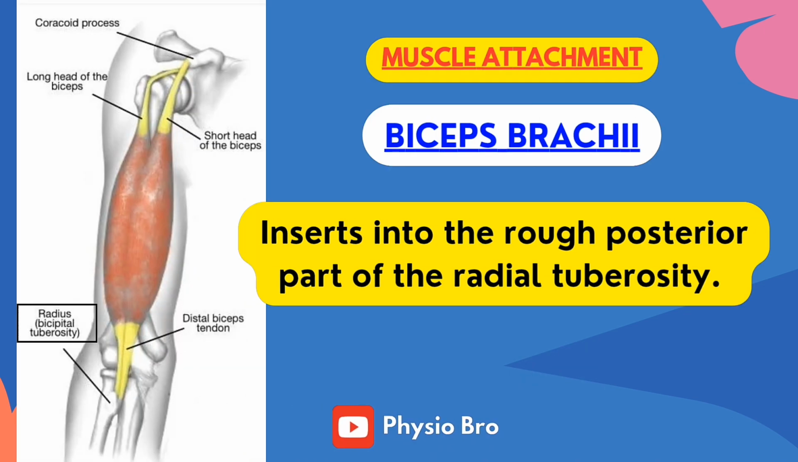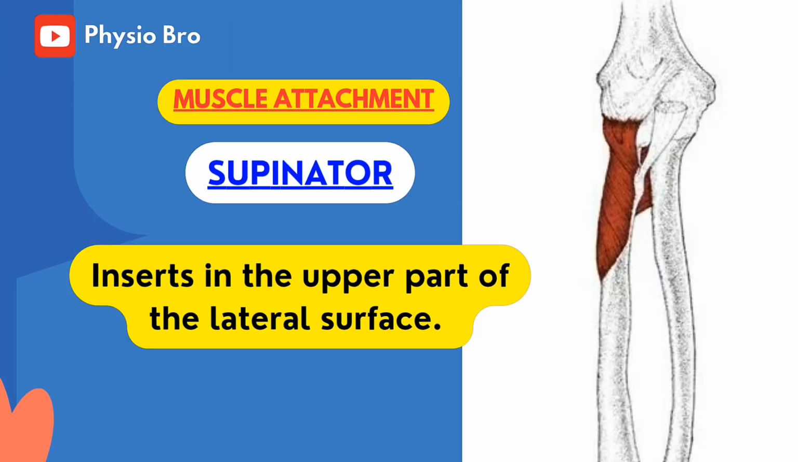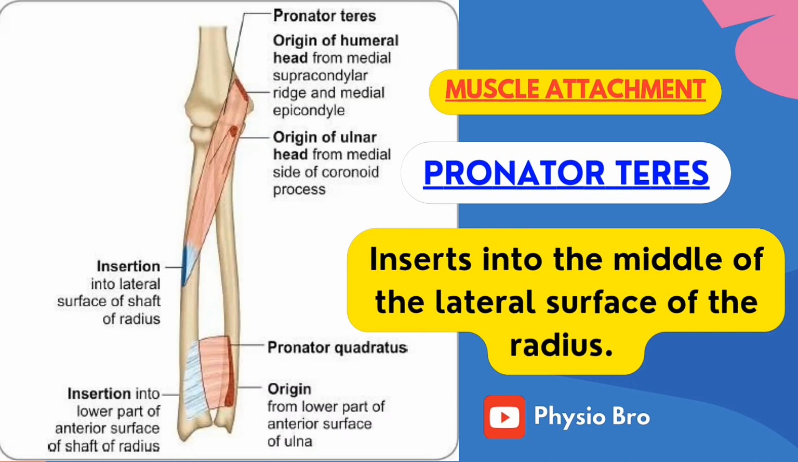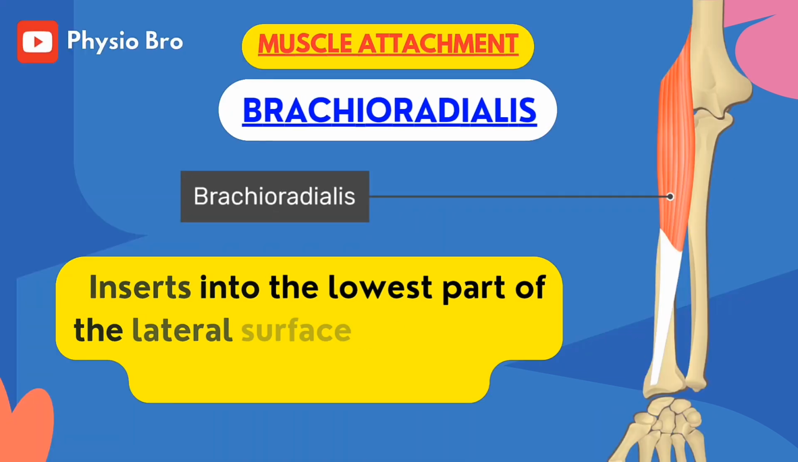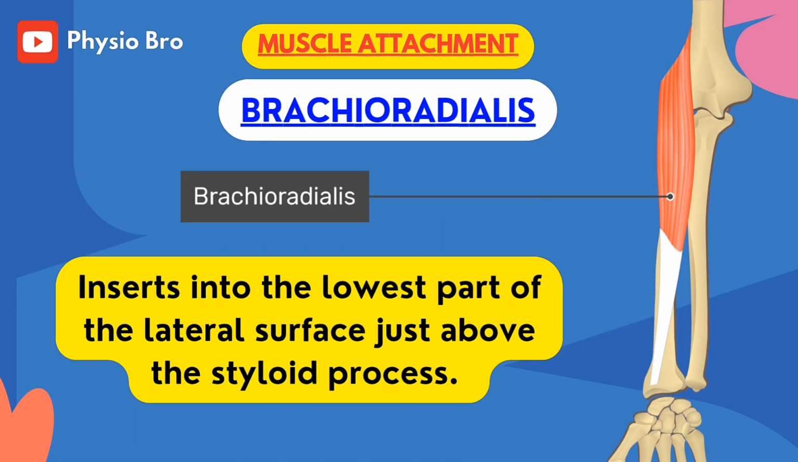Biceps brachii inserts into the rough posterior part of the radial tuberosity. Supinator muscle inserts into the upper part of the lateral surface of the radius. Pronator teres muscle inserts into the middle of the lateral surface of the radius. Brachioradialis muscle inserts into the lowest part of the lateral surface of the radius, just above the styloid process.